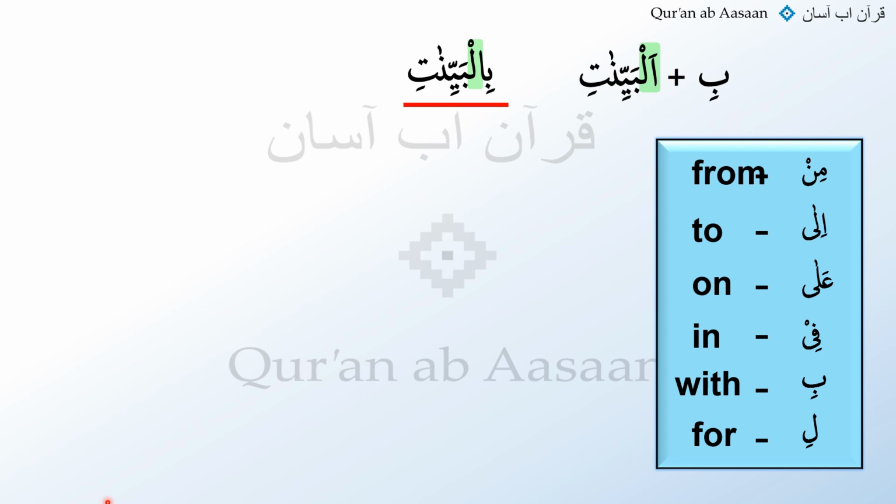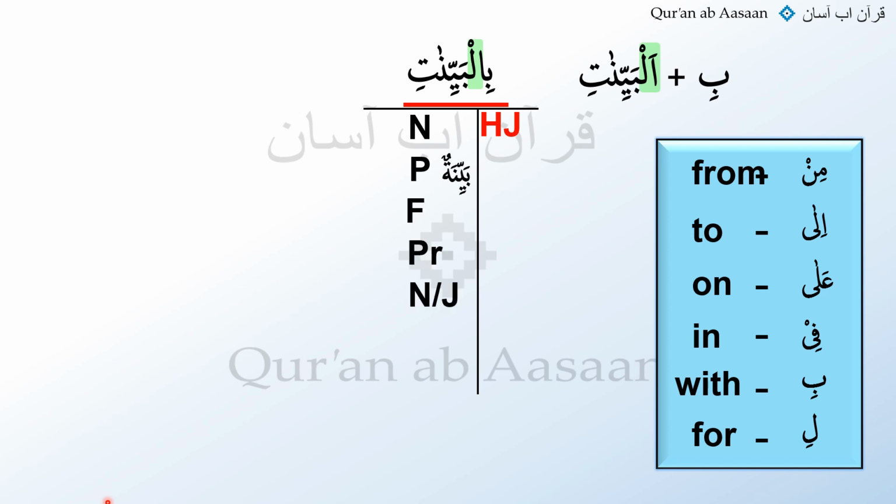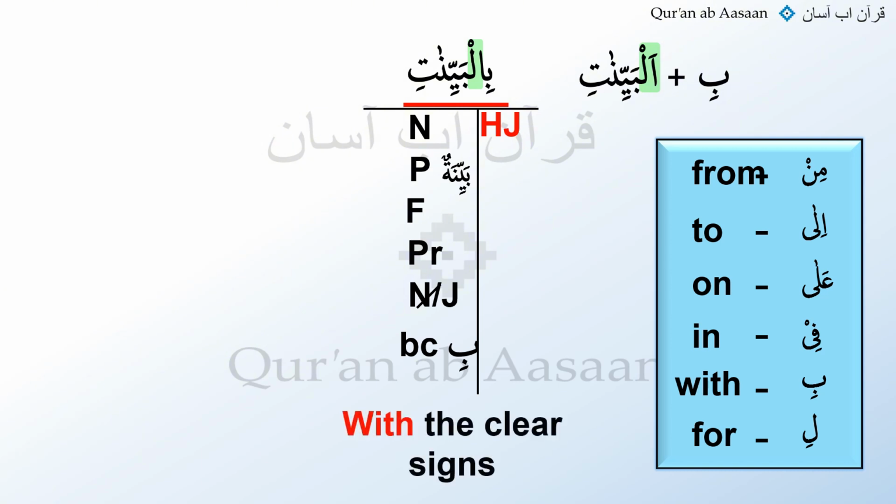Let's just now again stay on point. No extra words and just start the analysis. So dissect it. B, B harf jar, al bayyinati, noun, plural of bayyinatun, female, proper, nasb jar, because of B. Bil bayyinati, with the, we even know the meaning of bayyinatun now, with the clear signs. Excellent. Good memory. Good job.